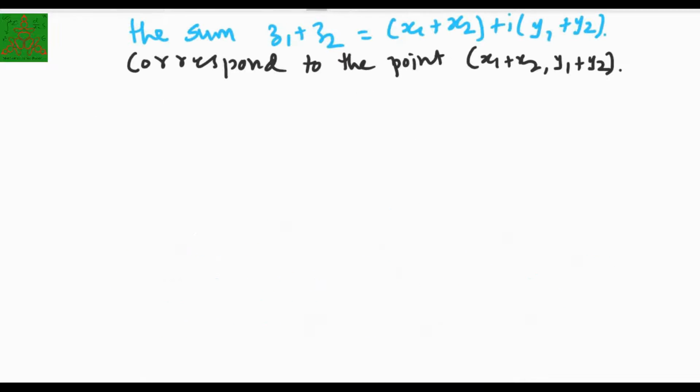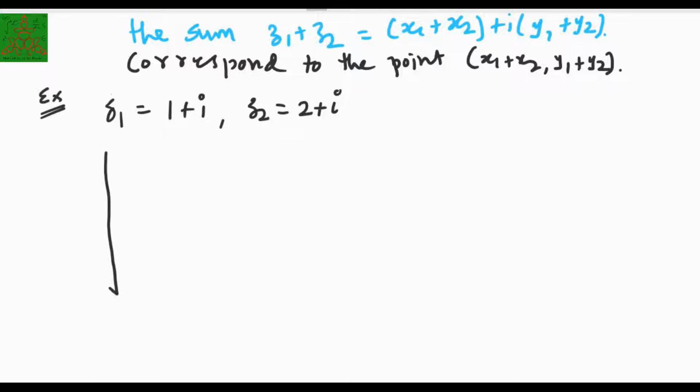We'll see by an example first, and then we'll try to see the geometrical interpretation of the addition. Let z1 be 1 plus i and z2 be 2 plus i. Let us try to draw these two directed line segments, or complex numbers. If this is your x axis and this is your y axis, this is 1, this will be 2, and here it is 3.